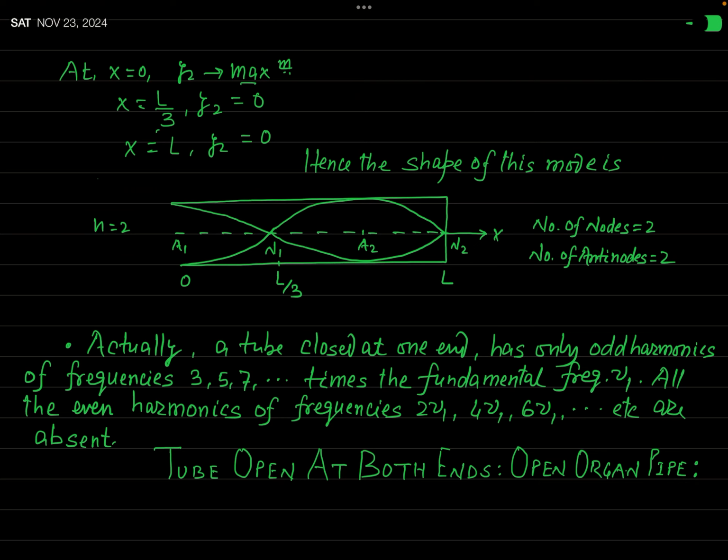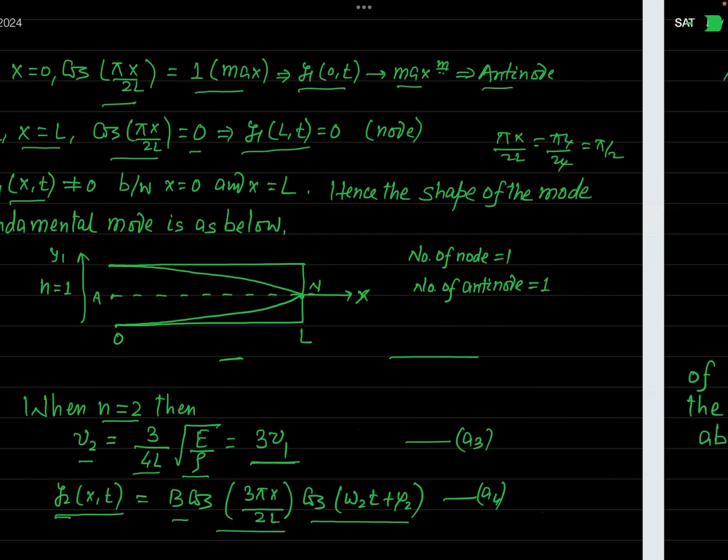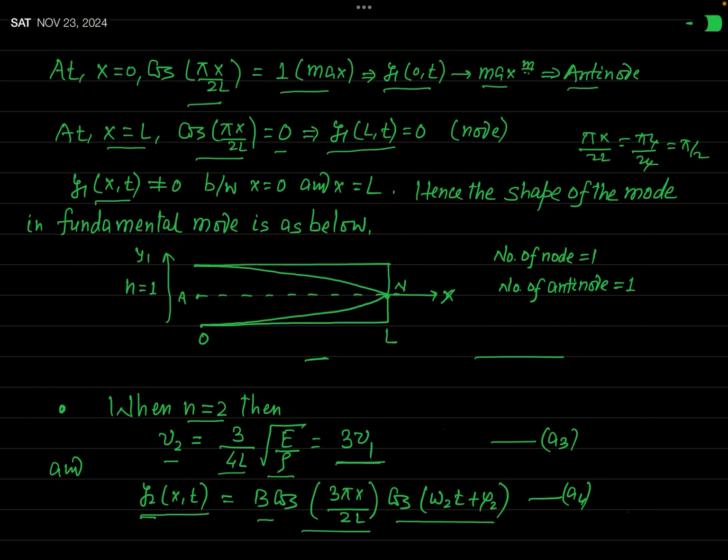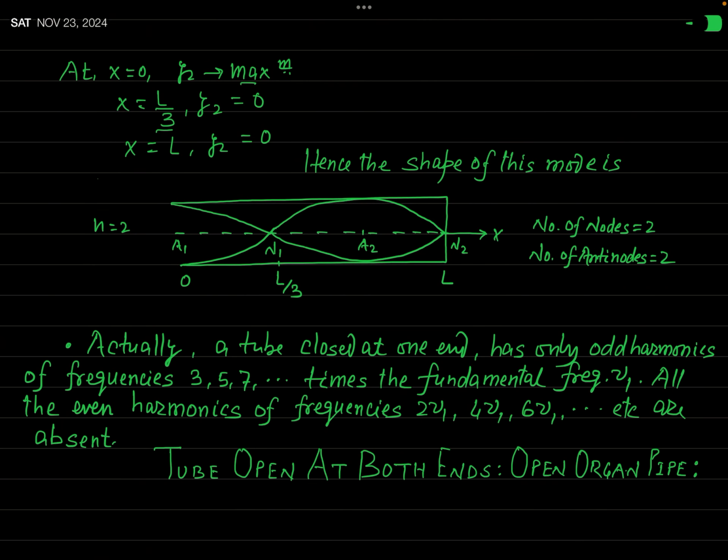And when you take x equal to L by 3, then you will see that the argument of the cosine function, that is this 3 pi x by 2L, will be pi by 2. And therefore, y2 will be 0. And again this y2 is 0 at x equal to L. So in this case, between x equal to 0 and x equal to L, y2 is 0 at two positions. First position is x equal to L by 3 and another is x equal to L.